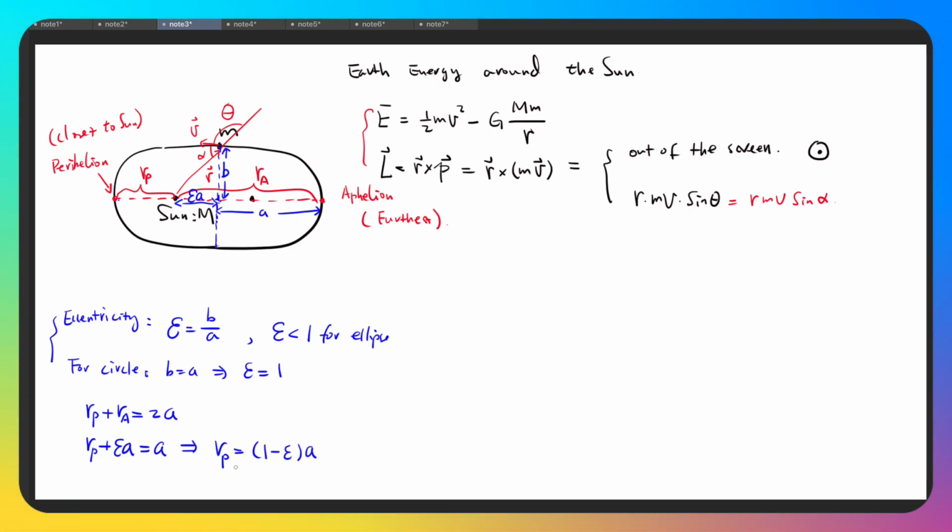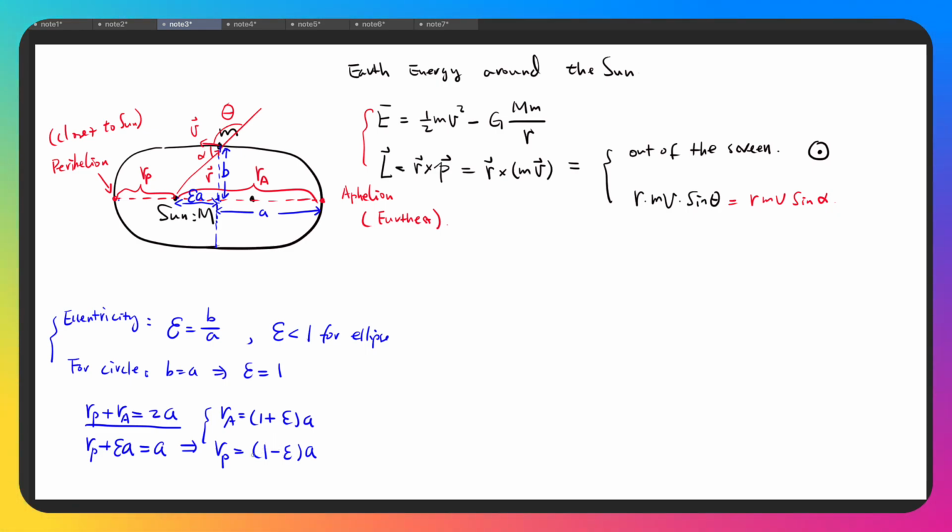And also RA, do the same thing. RA is epsilon A plus A, so RA equals 1 plus epsilon times A. These are the two relations. We don't necessarily need this one, but you can check that if I do RA plus RP, I get back to 2A. So these are the perihelion radius and the aphelion distance to the sun in terms of the semi-major axis length A.